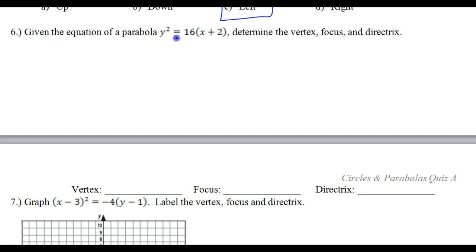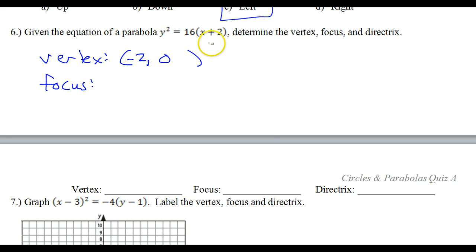Given the equation, determine the vertex, focus, and directrix. Well, the vertex is going to come from these two right here. But be careful. Some kids would actually accidentally put 0, negative 2. But the x-coordinate comes from the x part of the equation. So the negative 2 goes first. The 0 comes second, because that's the y value. Vertex. Then we got the focus.